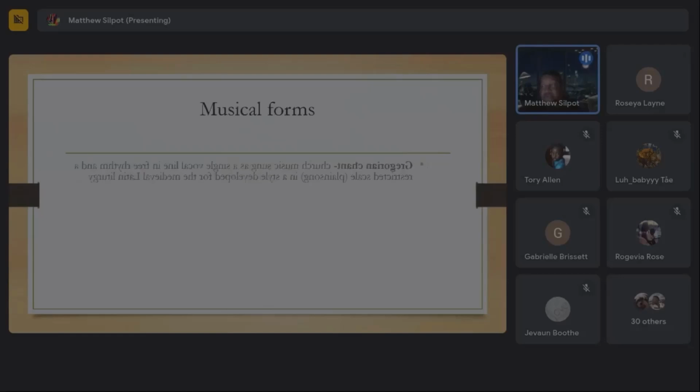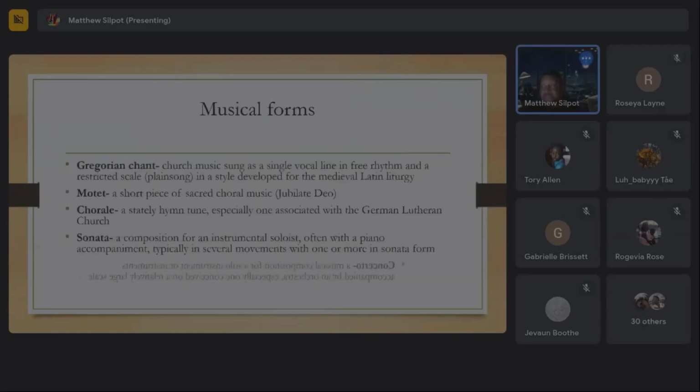We could talk about forms as well, some forms of music. So we have Gregorian chant. This was from the early stages of music. So the chant is usually a church music that is sung in a single vocal line in free rhythm and in a restricted scale. The easiest way to identify that would be like persons who are within a Catholic space, church. You notice that they sing text, liturgical text. So, the Lord bless you and keep you, something like those. So they will have that sing song.